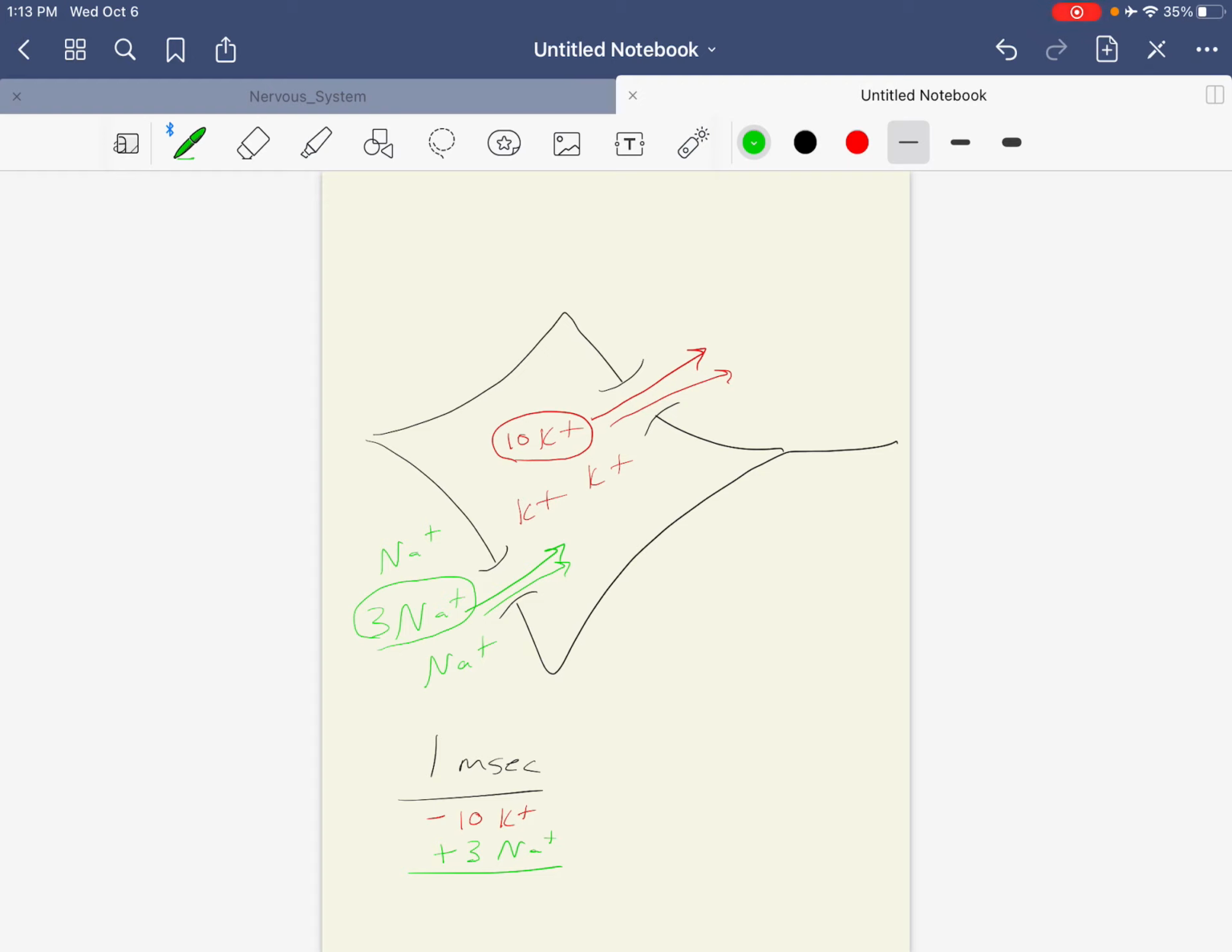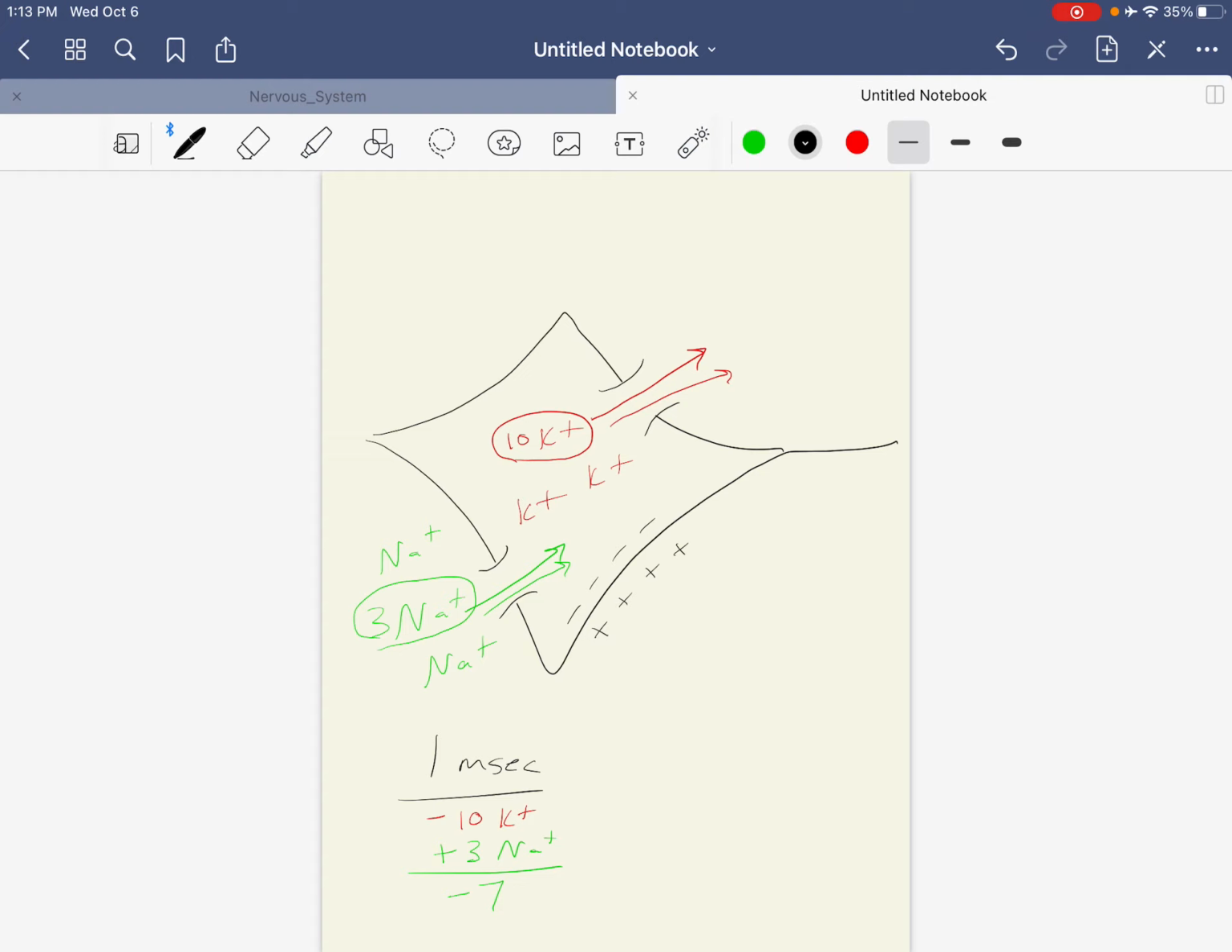So relative to each other, because potassium flows out so much faster than sodium can come in, what is the result? The result is, because potassium flows out so fast, we lose a whole lot of positive ions, and we can only bring in so many. The result is that the inside of the cell develops a negative charge relative to the outside.